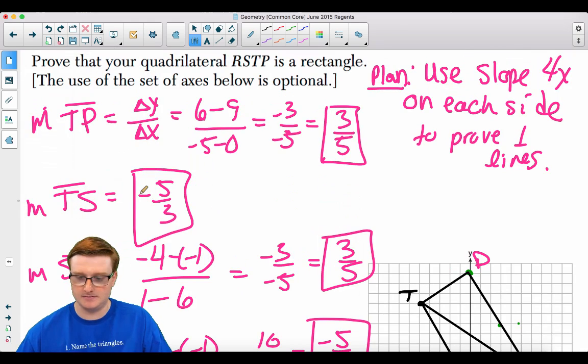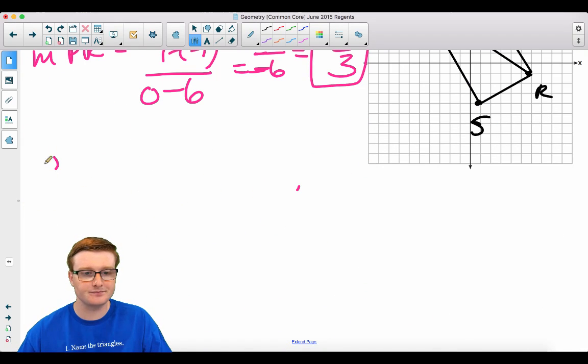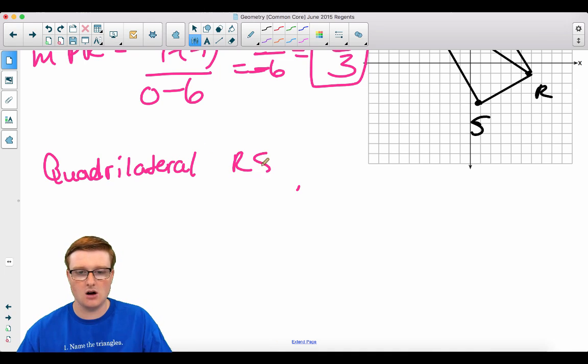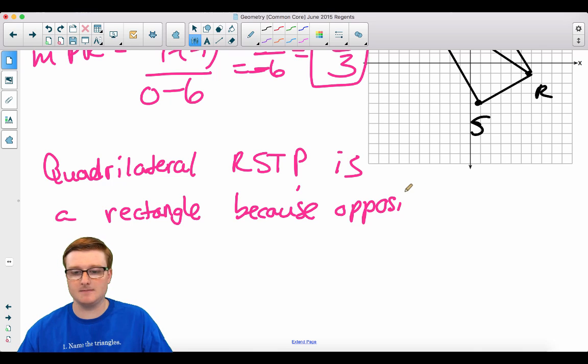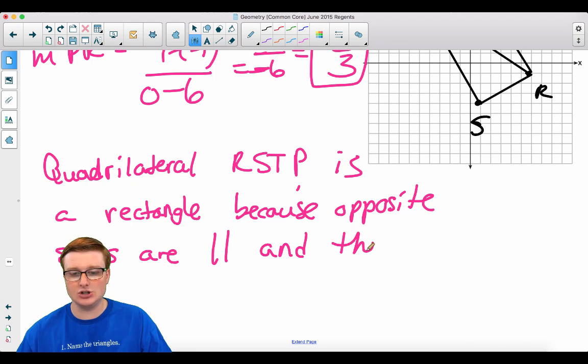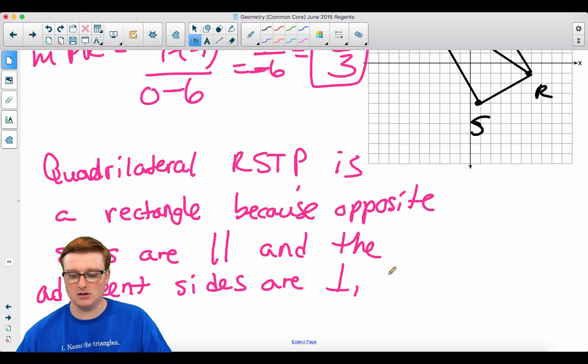So you have to say that quadrilateral RSTP is a rectangle because opposite sides are parallel and the adjacent sides are perpendicular, creating right angles.